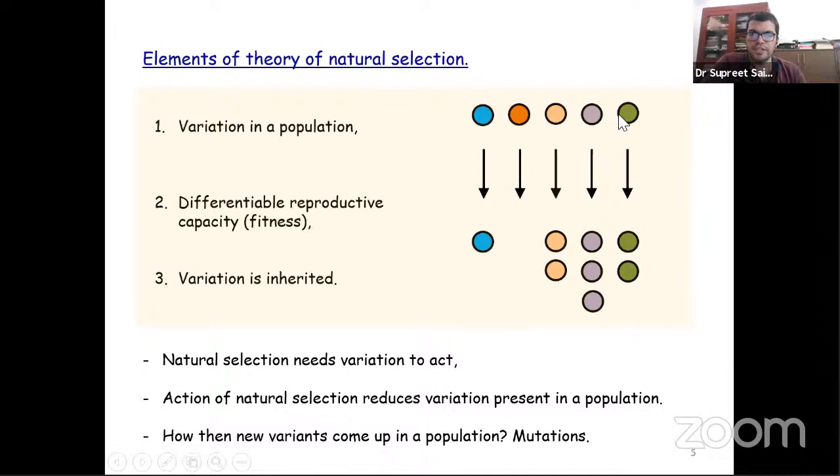There were 5 variants here, and because this individual was slow, it was wiped out by competition, and now there are only 4 types of individuals. So variation in the population has actually gone down as we progress from the ancestral generation to the current generation. And hence natural selection is a force that needs variation to act, but it also consumes variation in the process of its action.